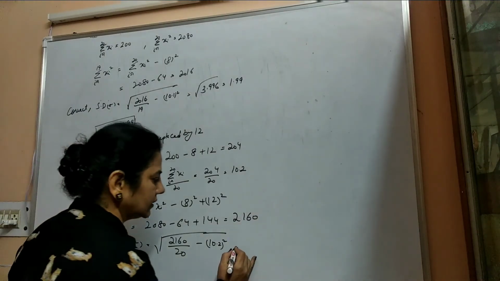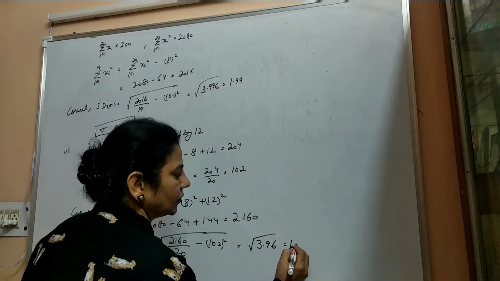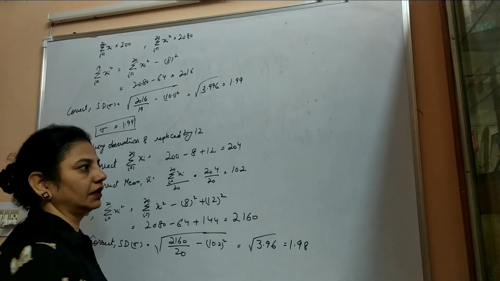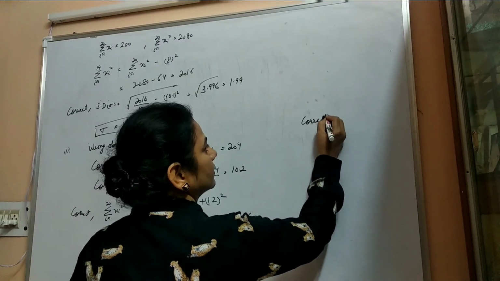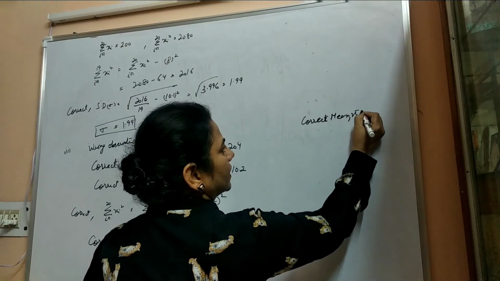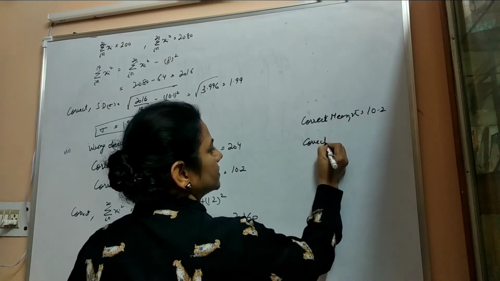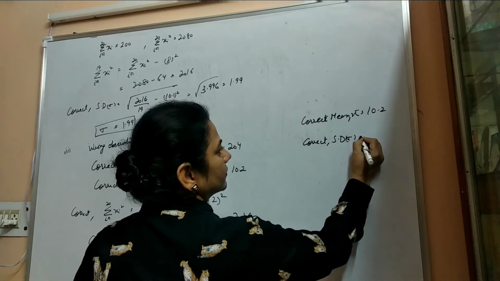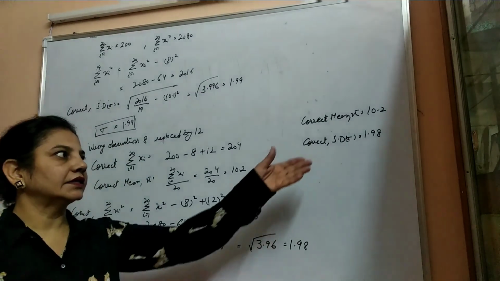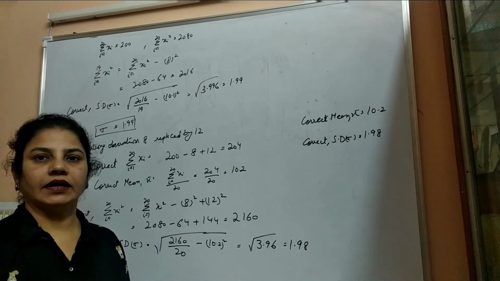On solving, you will get under root 3.96, which is equal to 1.98. Taking the square root of this, you will get 1.98. So we can say that correct mean x bar is 10.2 and correct standard deviation is 1.98. When observation 8 is replaced by 12, you will get the result as correct mean 10.2 and correct standard deviation is 1.98.